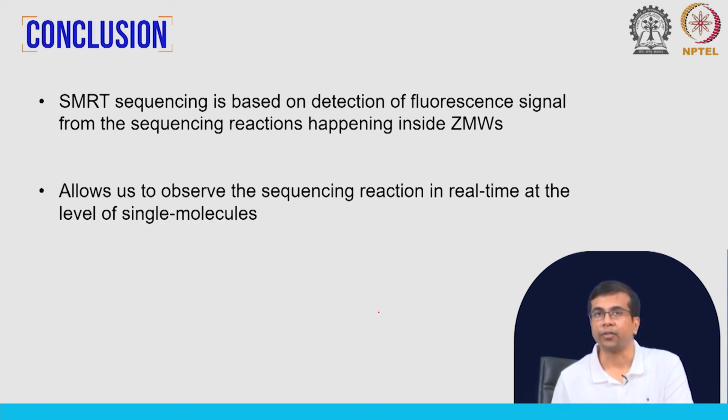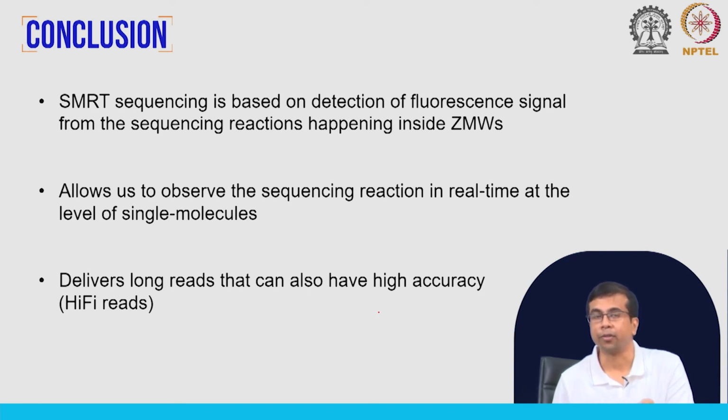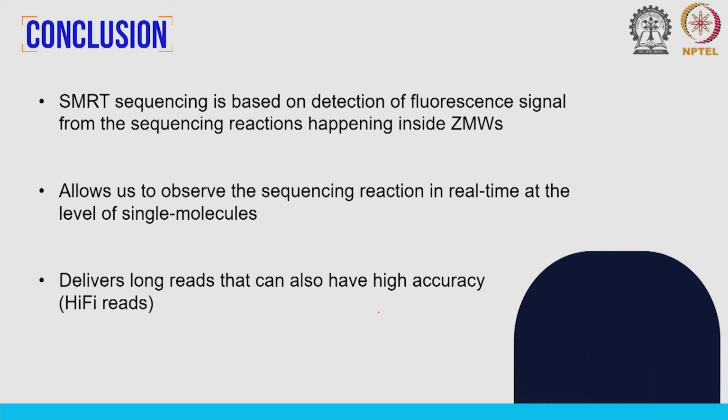What we have seen is that this allows us to observe sequencing in real time and at the level of single molecules, which has real benefits for different applications, and we will talk about that later. From these real time observations we can derive certain parameters, which we also talked about, and utilize them for some applications. We also introduced that the original long read sequencing has a very high error rate, whereas the circular consensus reads, the CCS reads, deliver long read data with high accuracy. These are called hi-fi reads, or high fidelity reads, and they will have very important applications in genome analysis.